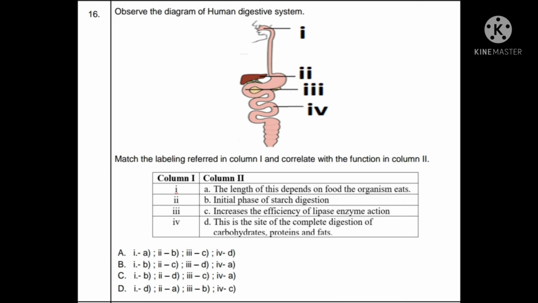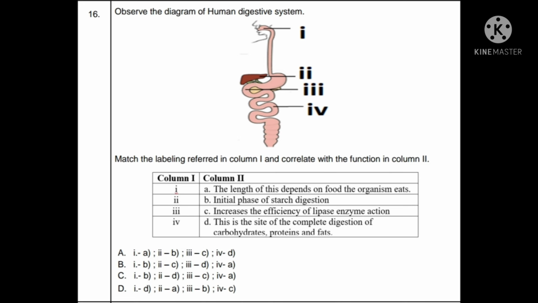Question number 16. Observe the diagram of human digestive system. Match the labeling referred in column 1 and correlate with the function in column 2. Column 1: 1, 2, 3, 4. Column 2: A, the length of this depends on food the organism eats. B, initial phase of starch digestion. C, increases the efficiency of lipase enzyme action. D, this is the site of complete digestion of carbohydrates, proteins and fats.